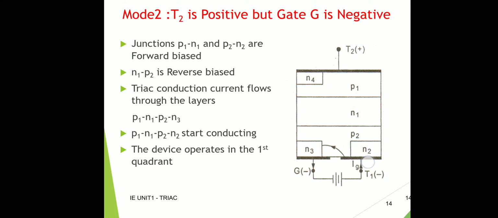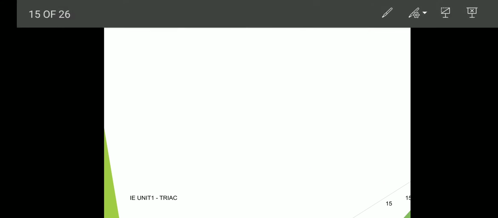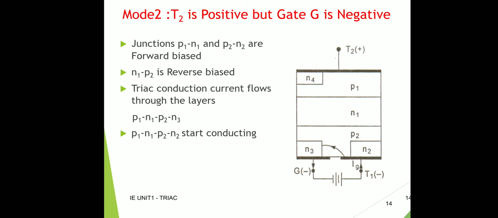The electrons are moving from P2 to N3, and this breaks the P1 N2 layer, and the conduction starts. And P1 N1 P2 N2 is the conducting mode.